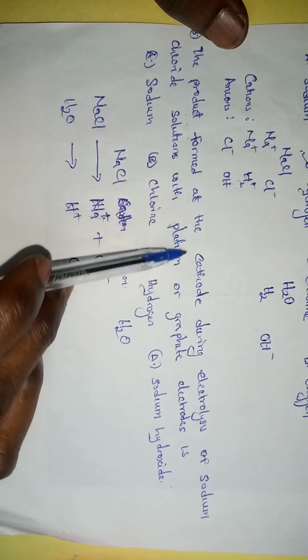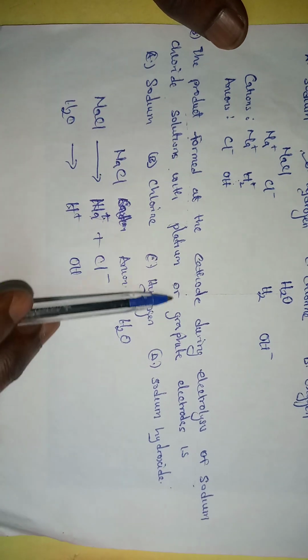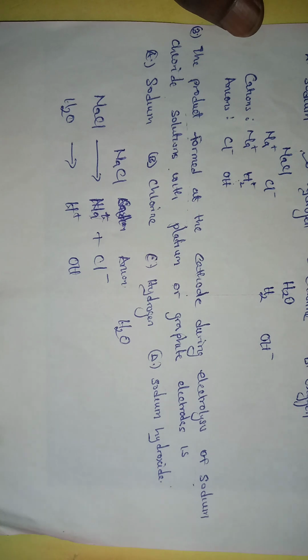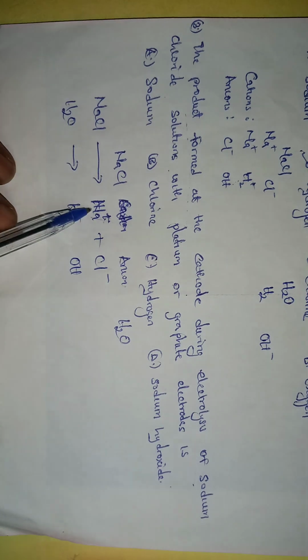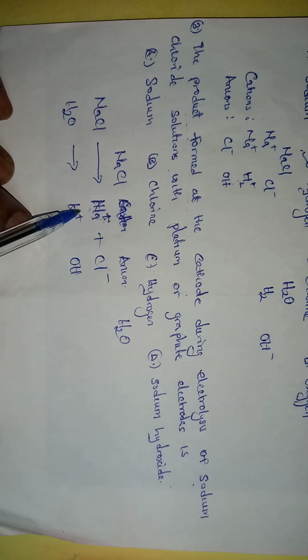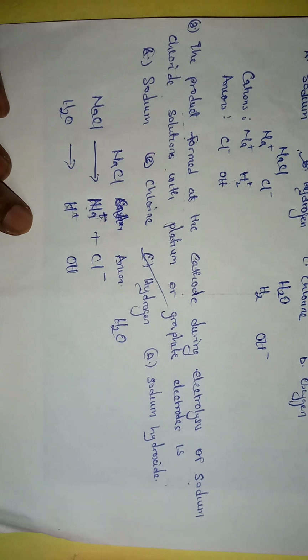They said the product formed at the cathode during electrolysis of sodium chloride solution with platinum or graphite. They said which of these is formed at the cathode. From our workings here, we have the cation, which is the positive. From the position of the ion in the electrochemical series, the one that is below has the great tendency to migrate. So hydrogen will migrate here.